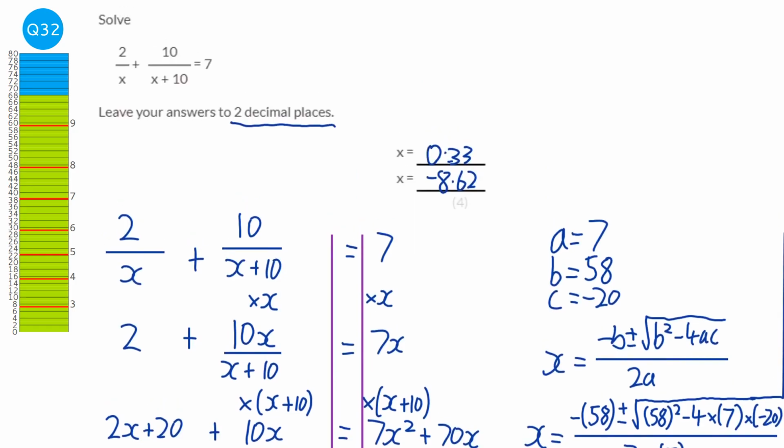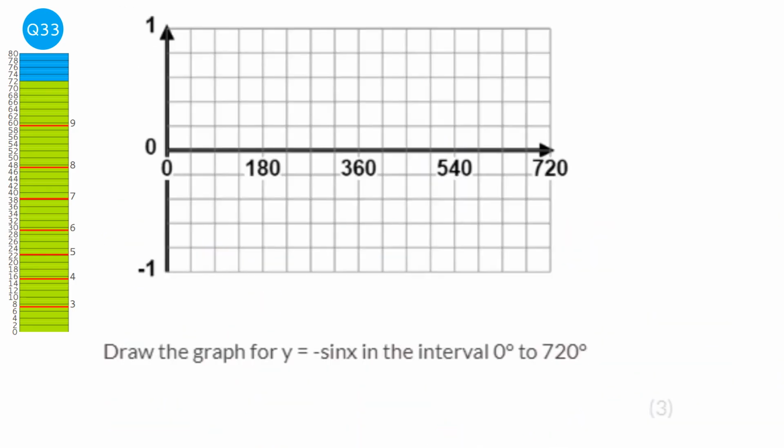And looking at that, the graph for y equals sine x would start at 0, get to 1 at 90, back down to 0 at 180, then minus 1 at 270, and then 360, back to 0, and then the pattern will just repeat. So do exactly the same thing, and then end.